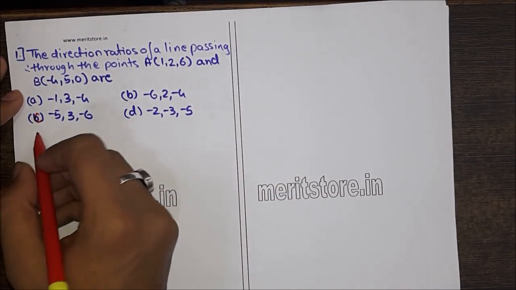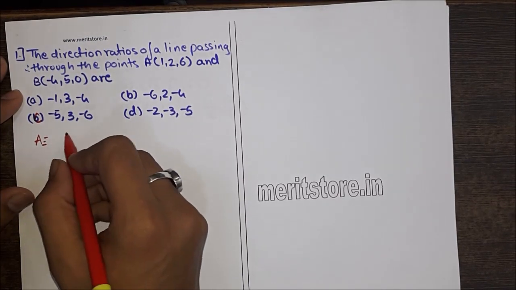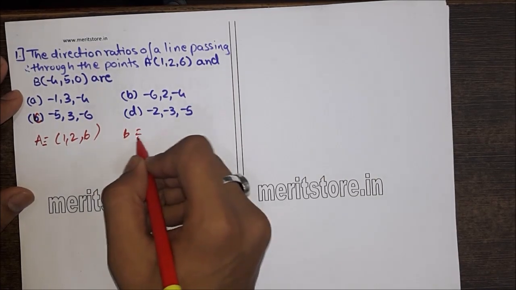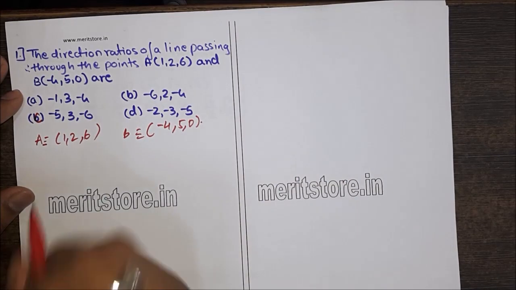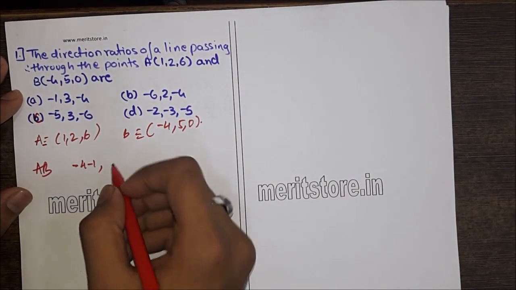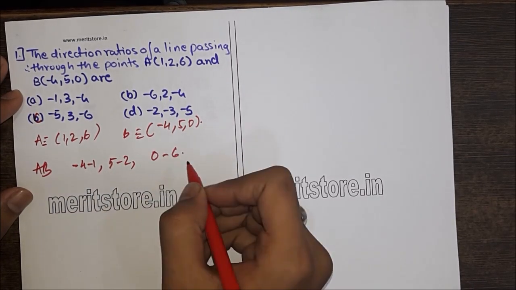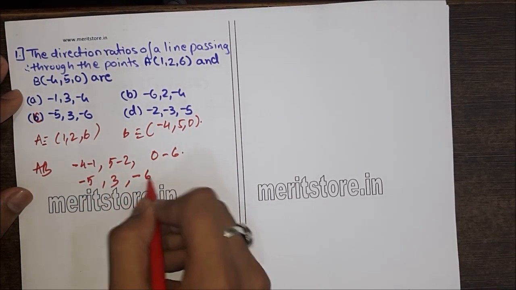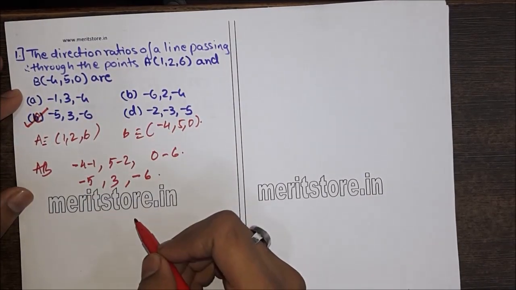Now we know that the coordinates of point A are 1, 2, and 6, and that of B are minus 4, 5, and 0. So the direction ratios of AB would be minus 4 minus 1, 5 minus 2, and 0 minus 6. So our answer would be minus 5, 3, and minus 6. So the correct option is option C.